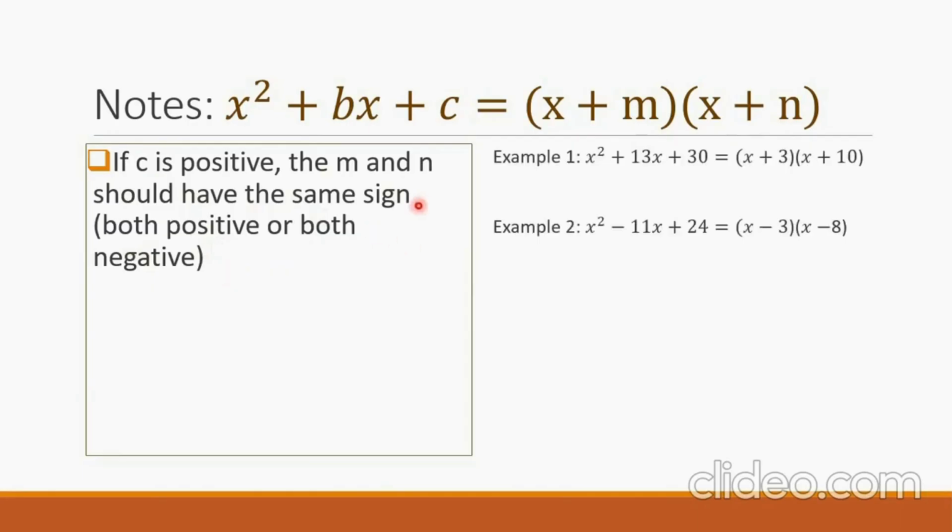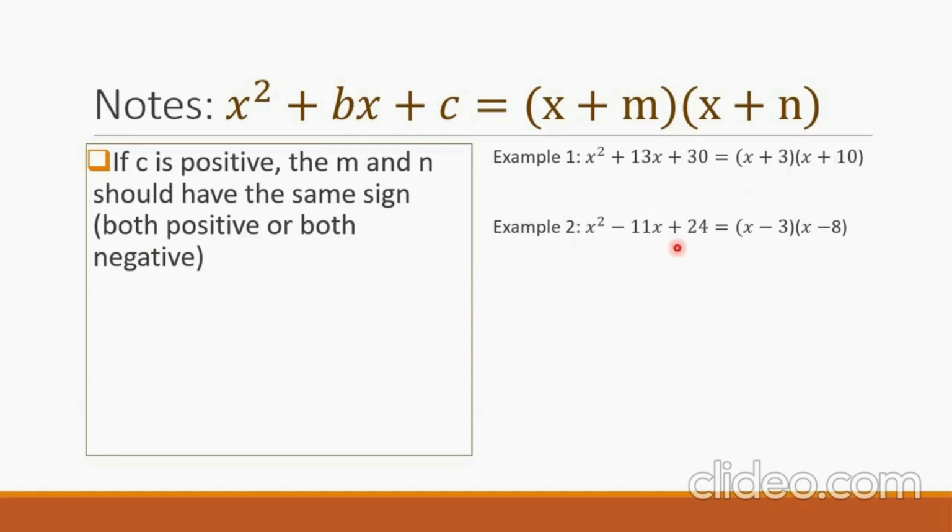It can be both positive or both negative. Look at our previous examples 1 and 2. In example 1, the constant is 30 and positive. So look at our factors here. The 3 and 10 are both positive. Also, the sign of the b will tell us that the signs of the m and n should be both positive.